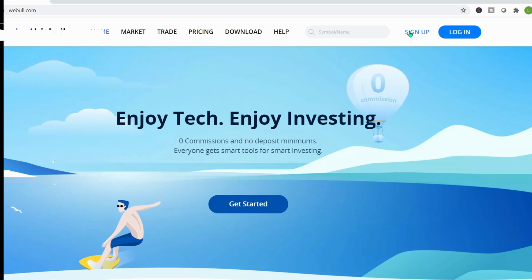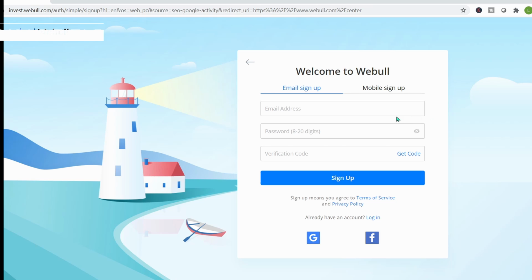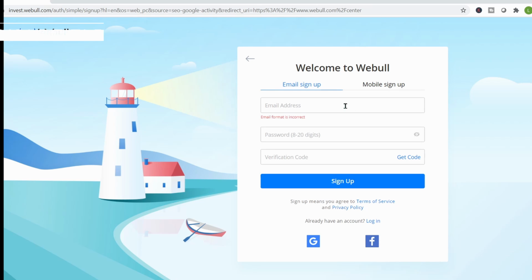And then you click sign up, and here you can go ahead and sign up, put in an email address, password, and then you'll get a verification code to your cell phone. You can then input that verification code and sign up.